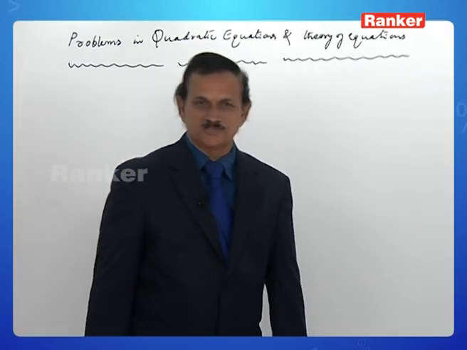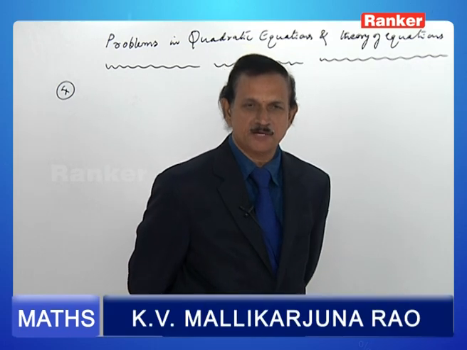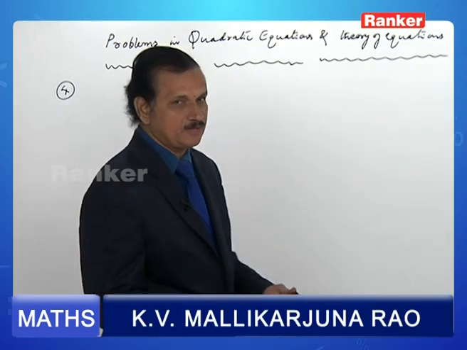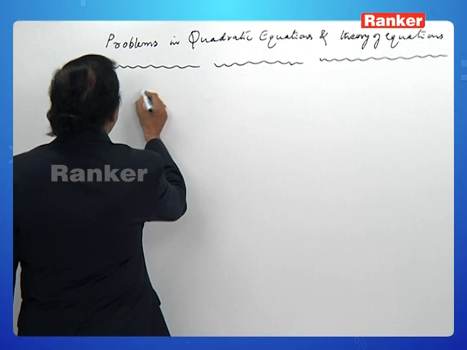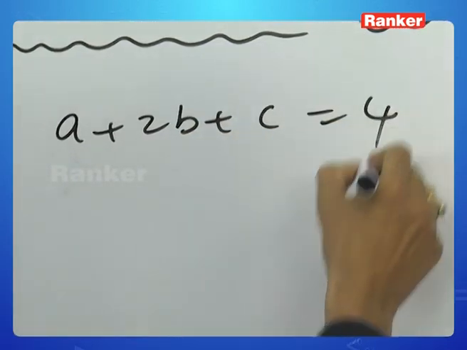Let us follow the next question, that is question number 4. Let A, B and C be real numbers such that A plus 2B plus C is equal to 4. Then the maximum value of AB plus BC plus CA is option A is 1, option B is 2, option C is 3 and option D is 4. Beautiful information has been given. There has been a relation between A, B and C. What is the relation? A plus 2B plus C is equal to 4.